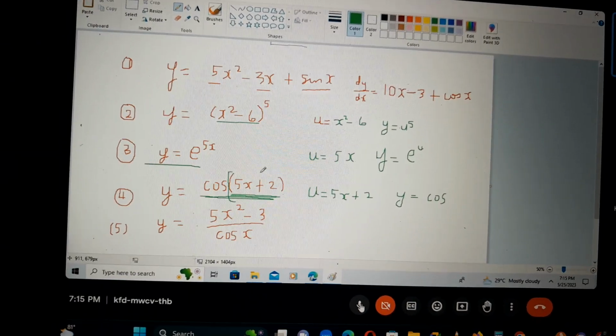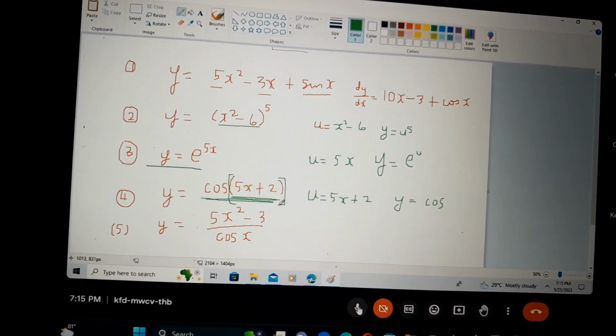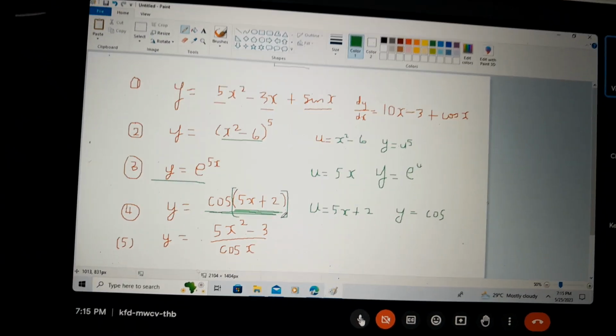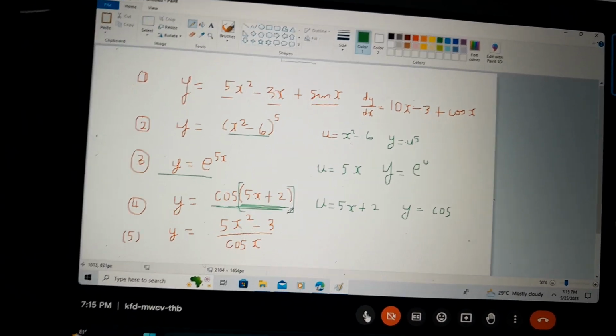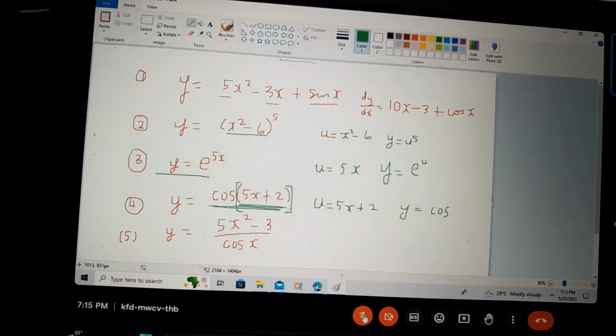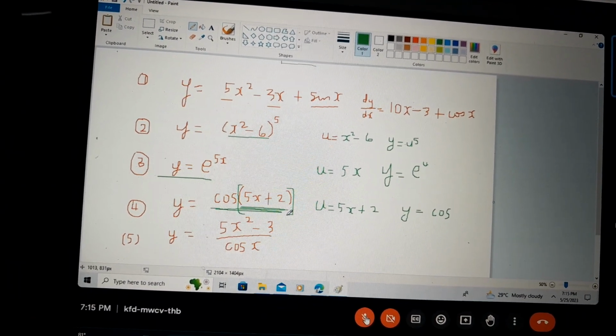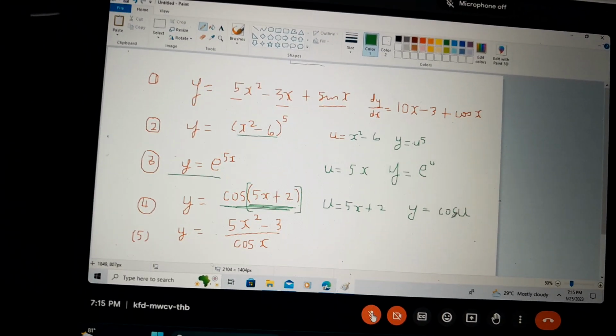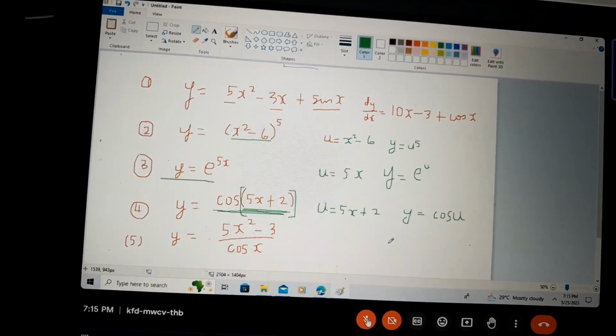But if, like how we had it there, the cos is attached to the 5x plus 2, it's not the distributive law. Remember, you have to find cosine of something. You can't just write cos by itself. Okay, sir. So that's why I write cos. It has to be cos of something.